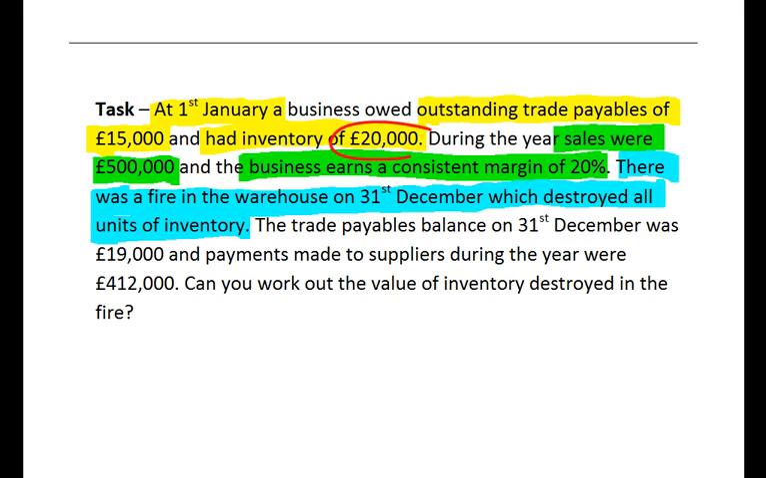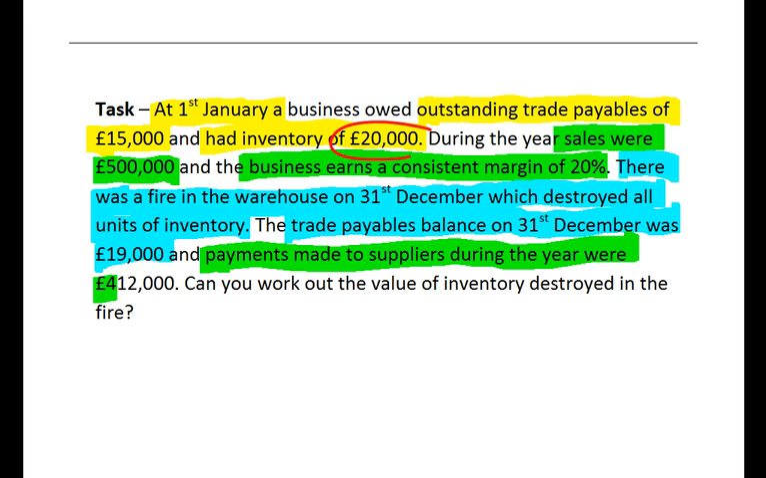But we do know some other figures. We know that trade payables at the end of the year was £19,000, and we know that during the year, payments made to suppliers were £412,000. So we've got some other bits of information here. And the whole point of this is to use what we do know to identify what we don't know. So we can work out the value of inventory destroyed in the fire using some of our incomplete records techniques.